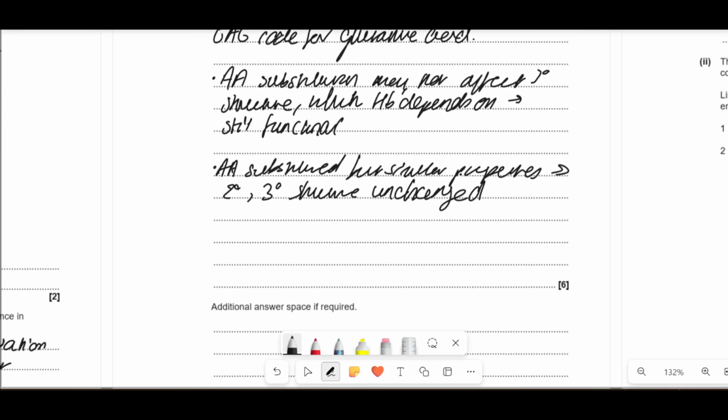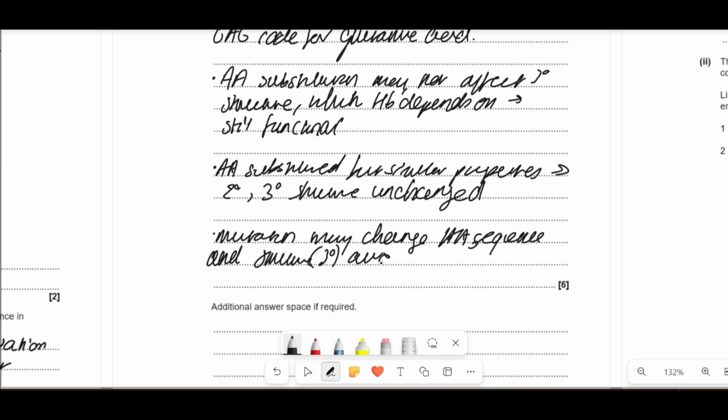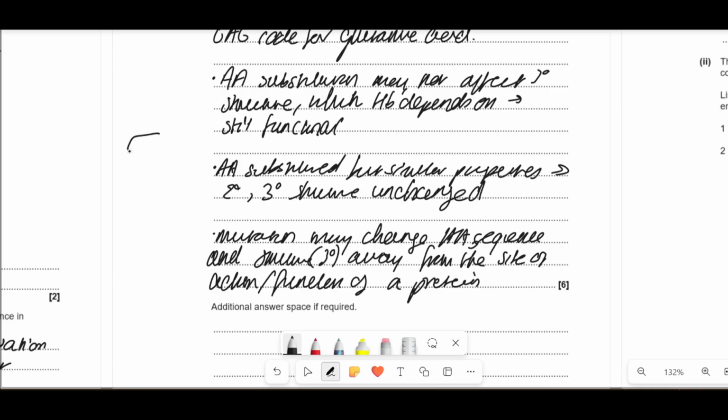What else could it do? Well, if we looked at other proteins, it might just be that the mutation may change the amino acid sequence and bonding, and structures like tertiary and so forth. It could be that it's away from the site of action or function of a protein. So any protein in the world, generally, it could be that it's affected somewhere else. So if we look at this enzyme here, and this is its amino acids, that's the active site there. Maybe there's a substitution that changes its shape on the other side. Still works. So, doesn't matter. So it might be that as well.